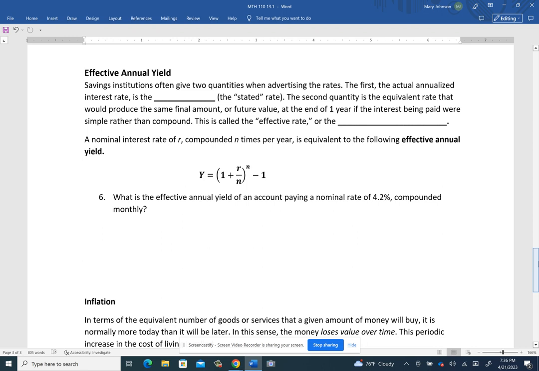Okay, so usually you'll see what they call the stated rate or the nominal rate on an account. But then they also will give you a rate that helps you be able to compare various investments, so various accounts. And it's called the effective rate or the effective annual yield.